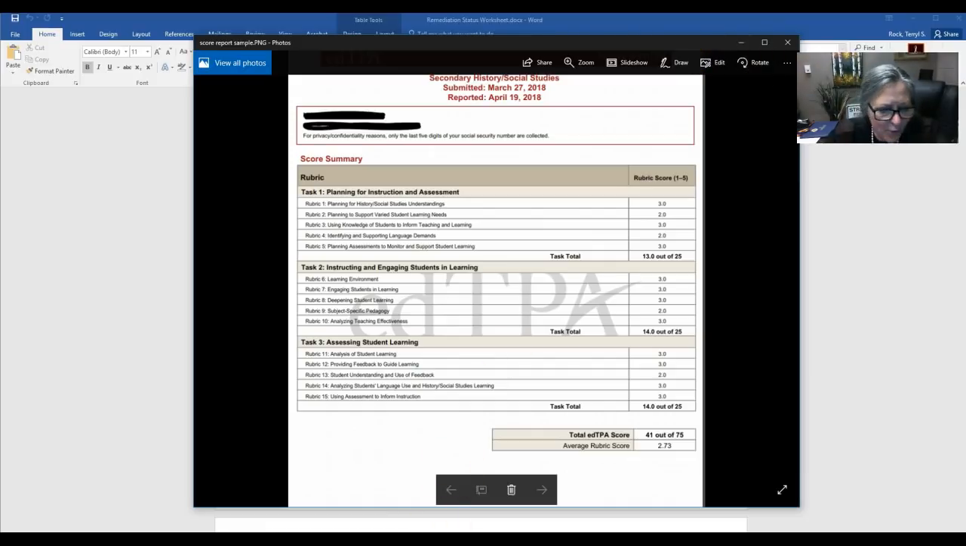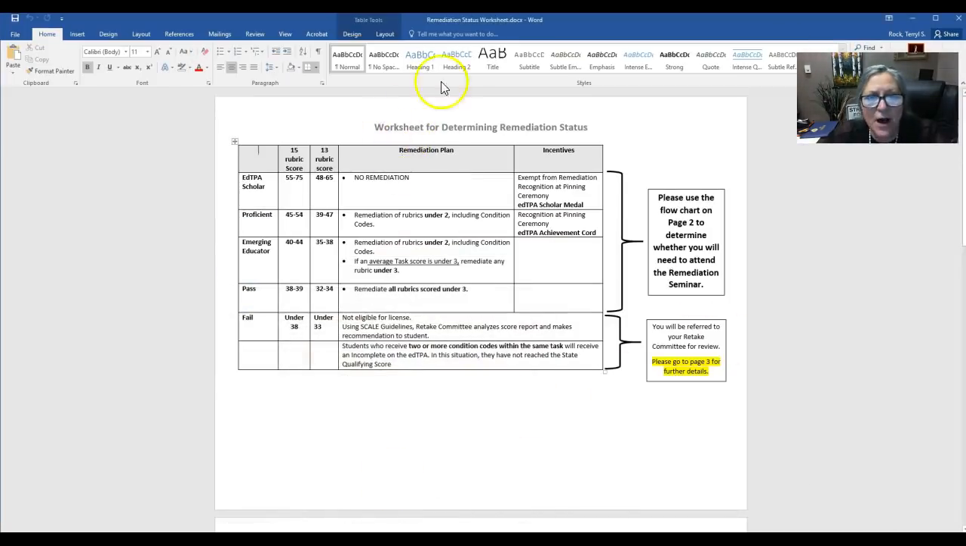What you're going to be working on once you get this score report is that I have sent you another document which is called a remediation status worksheet, or worksheet for determining remediation status. One of the things that I want to do is just take a second of a break, and you pull out your calculator. So does everybody have their calculator out? Great, because you're going to need it. I'm pulling my calculator up on my phone.